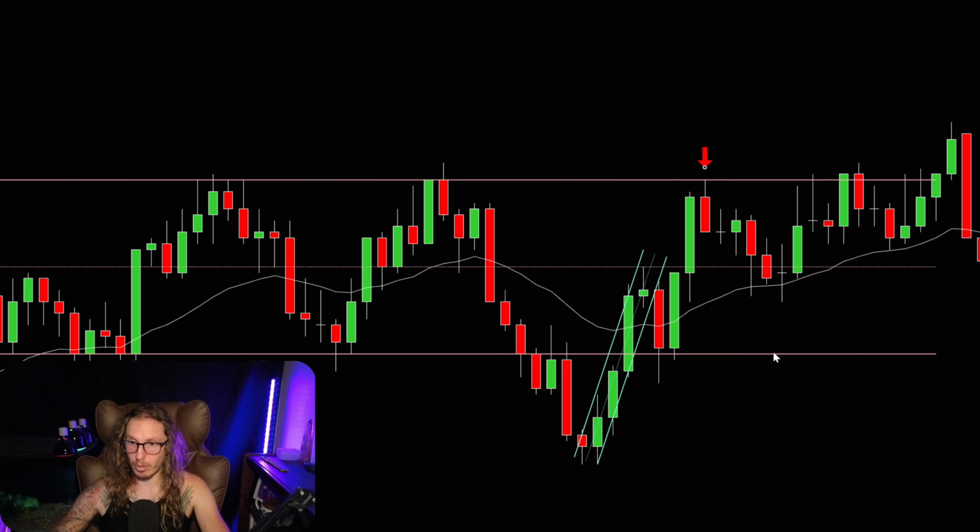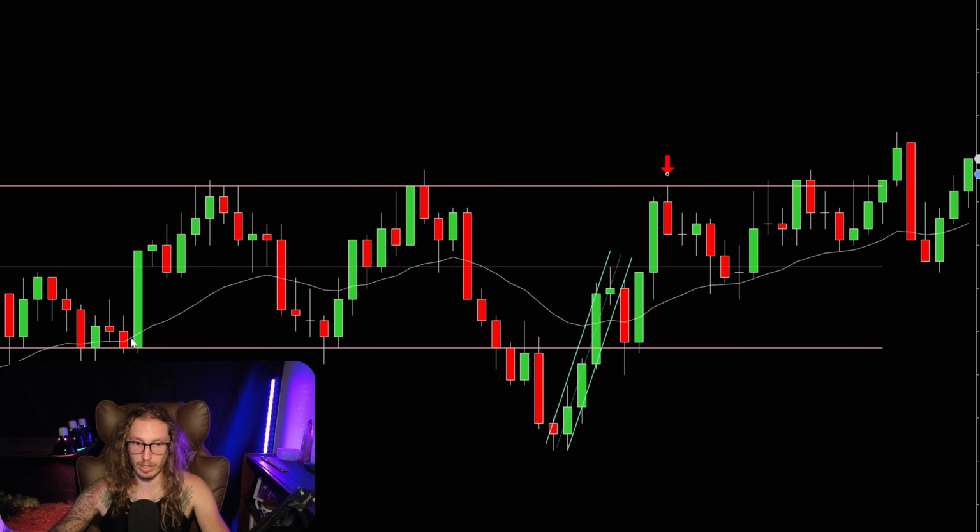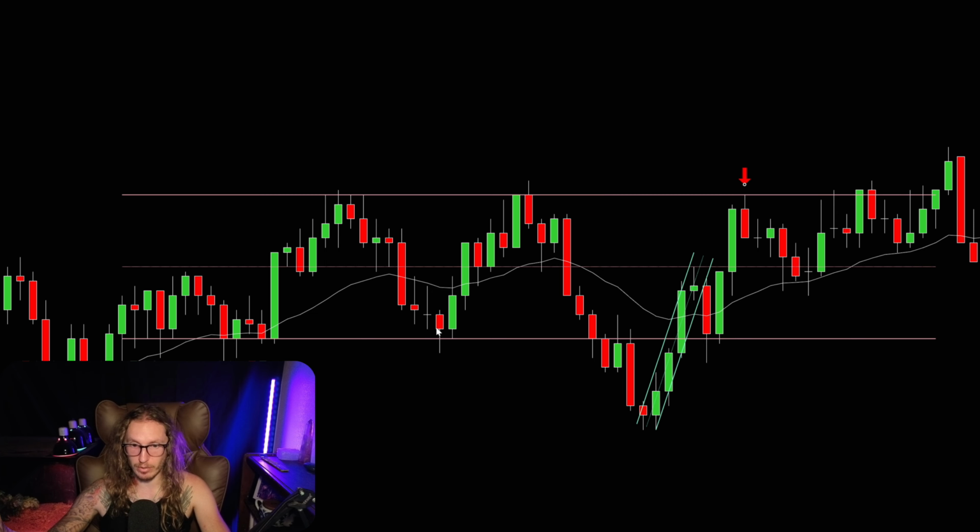Now, when it didn't go to the bottom of the range and it actually stopped here around the middle, and then it went higher, this is where you don't want to look to take a short again, because when we're looking at range activity, what we want to see is rejection of the highs and support at the lows. We want to see it bouncing between.